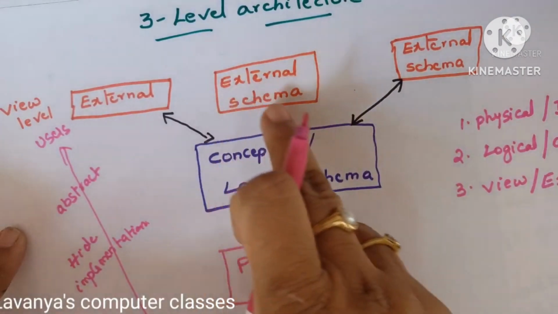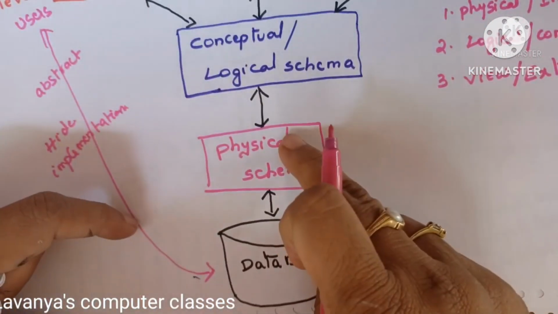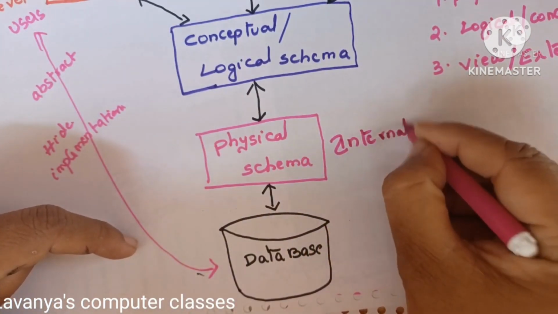The 3-level architecture depends upon this. We go for physical data independence also. The main concept of this 3-level architecture is data independence.